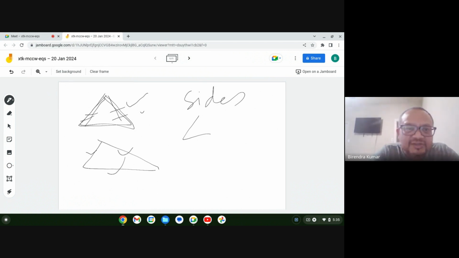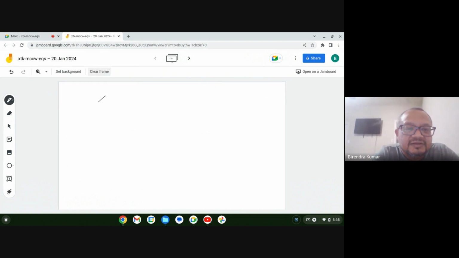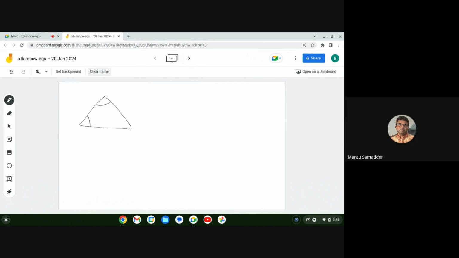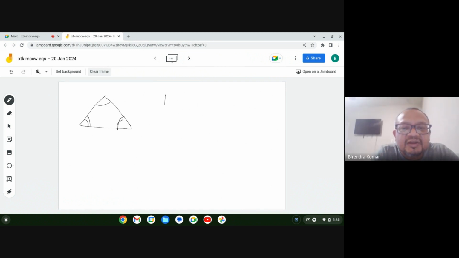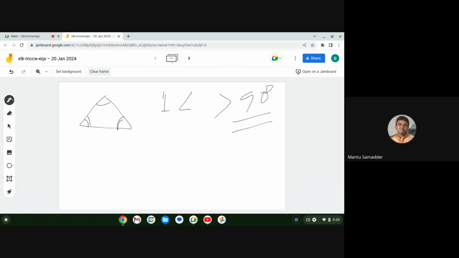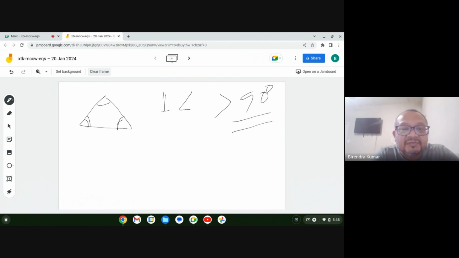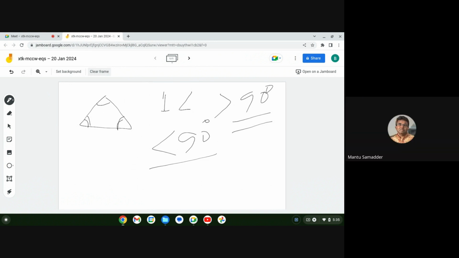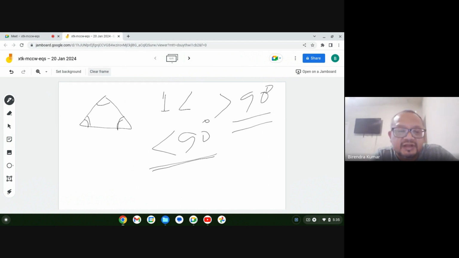Now the second classification was based on angles. Every triangle has three angles, correct? If one of the angles is greater than 90 degrees, this is called what type of triangle? That's an obtuse triangle. Correct. If all the angles are less than 90 degrees, what is that called? Acute angle triangle, or acute triangle, whatever you want to say.